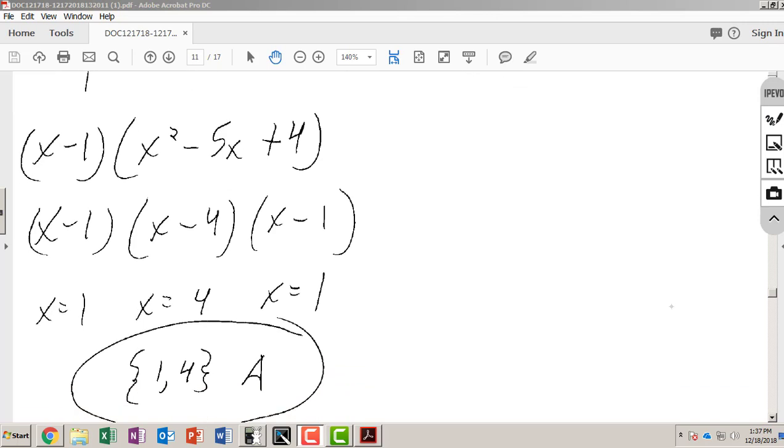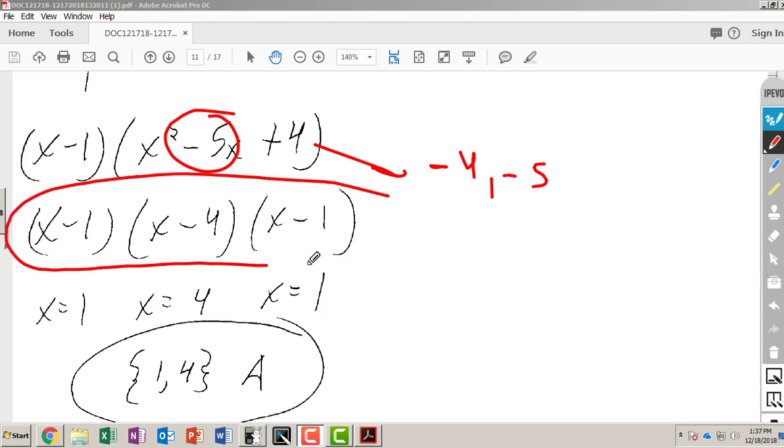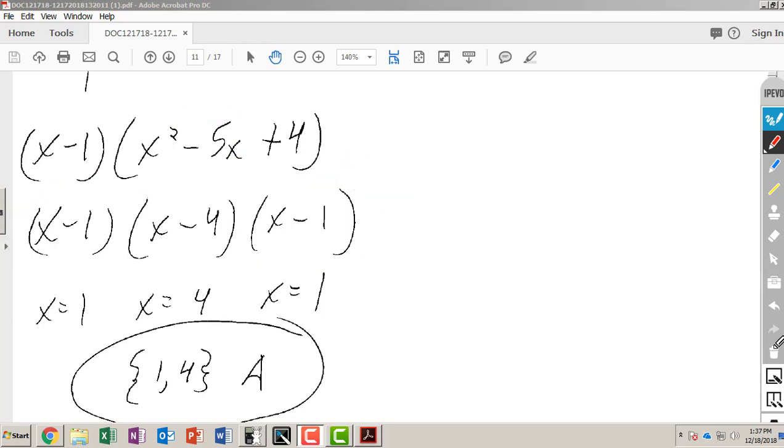So factoring x squared minus 5x plus 4, factors of 4 that add up to being negative 5 are going to be negative 4 and negative 1. Those are the factors that add up to this negative 5. So that's going to factor down to x minus 1 times x minus 4. Or in other words, here's all my answers. My answer to x minus 1 is going to be 1, and this is 4. So when I go to write them down, I just have the answers 1 and 4, and that matches up with A.